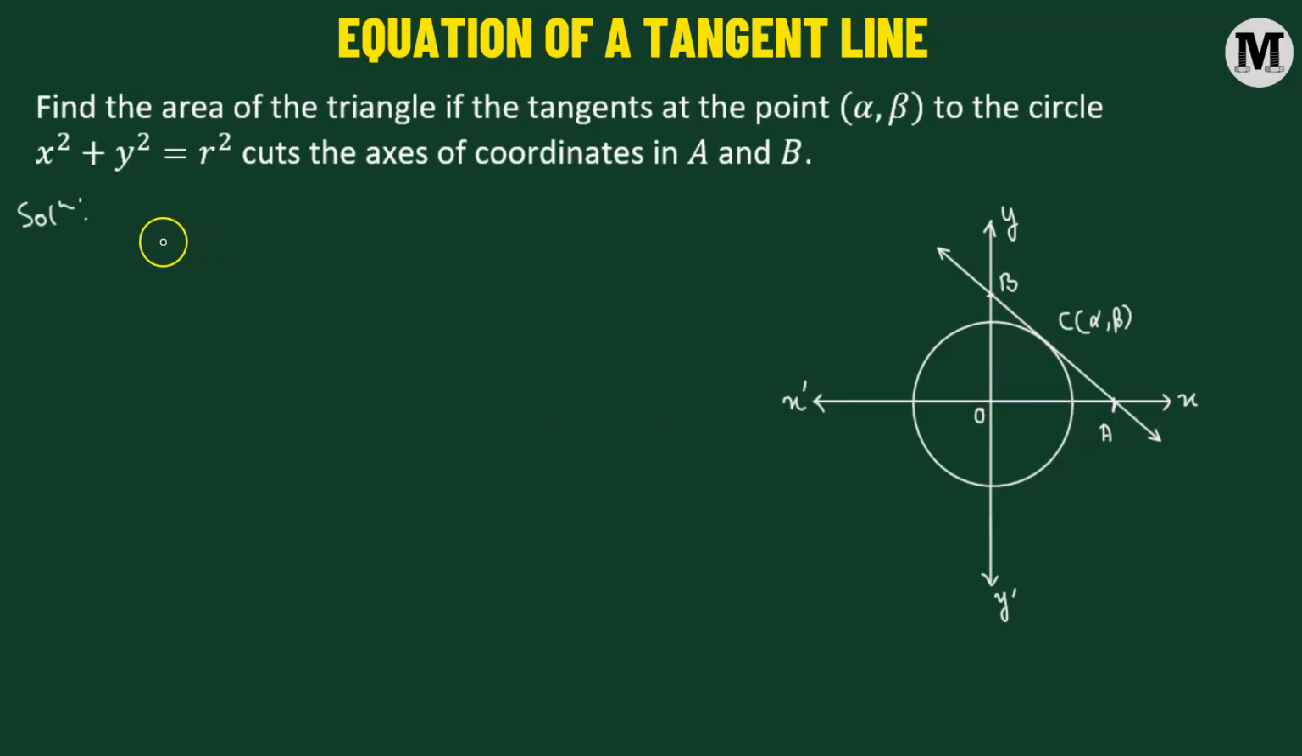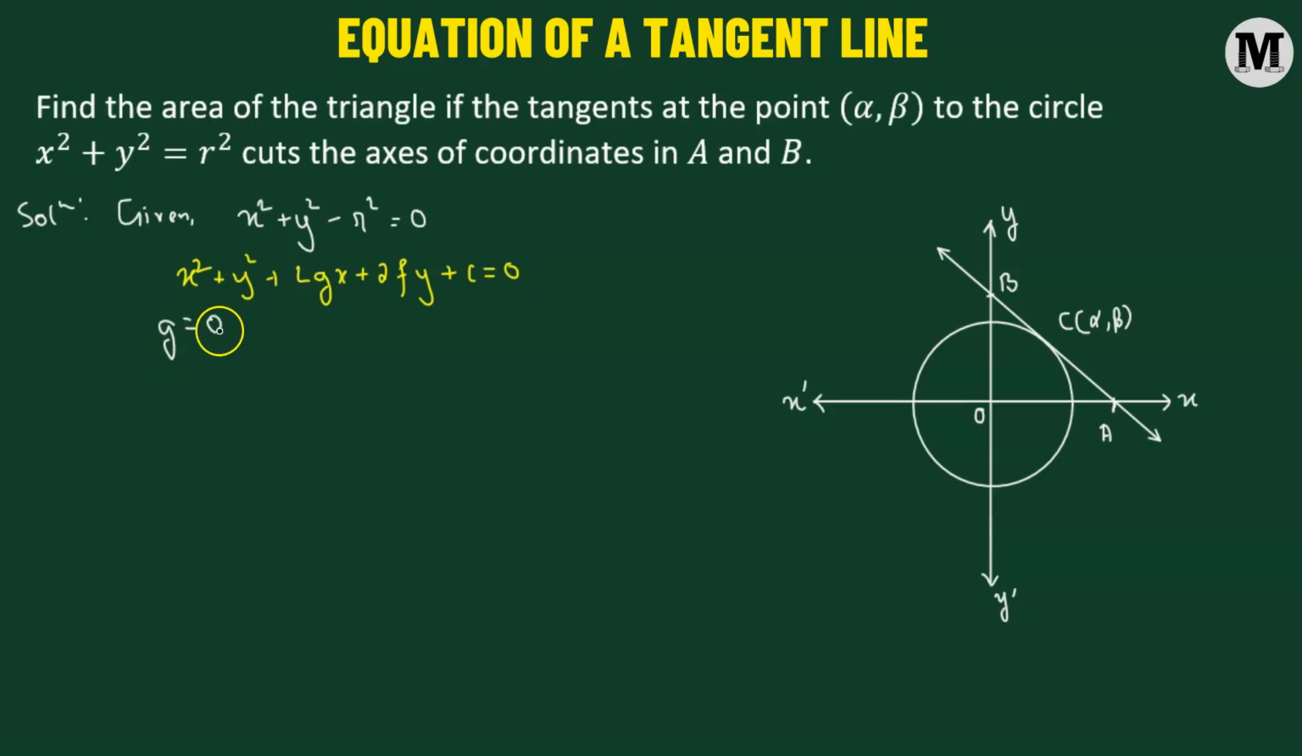So let us begin. We'll start with the given equation of the circle, x squared plus y squared equals r squared, but we'll transpose r squared to the left hand side. The reason we're doing this is that we're going to compare it with the general equation of a circle, x squared plus y squared plus 2gx plus 2fy plus c equals 0. When we compare, we find that g comes out to be 0, f will be equal to 0, and c will be equal to negative r squared.